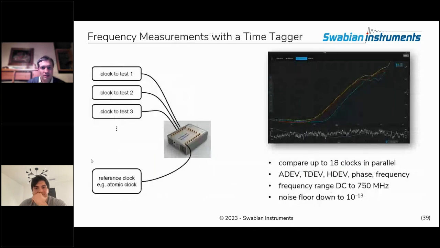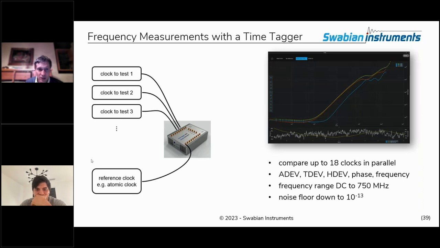Okay, and at the end of the day, this is what the whole thing enables. You apply your reference clock to one input of the time taggers and all your other clock signals, the devices under test, to other inputs, and enable the software clock feature. Then you can compare up to 18 clocks in parallel and measure phase, frequency, and all these standard metrics.